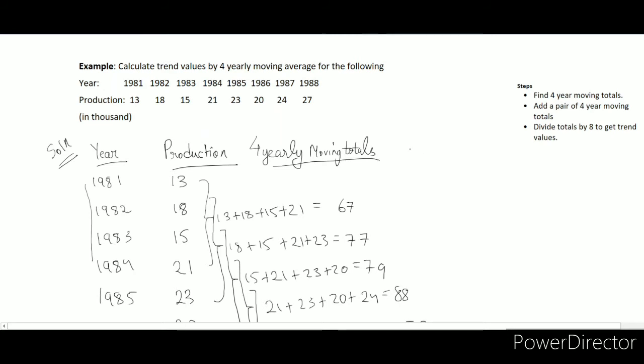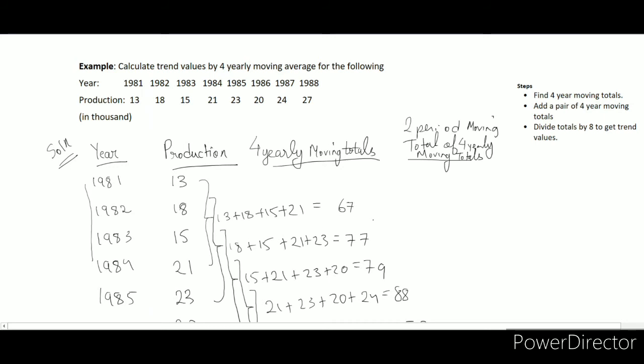So the next step is to add a pair of 4-year moving totals. What we do here is we add a pair, which means we take a 2-period moving total of the 4 yearly moving totals. In other words, we add a pair of 4 yearly moving totals which are obtained in this column here. So now we can center. It will be placed against year 3.